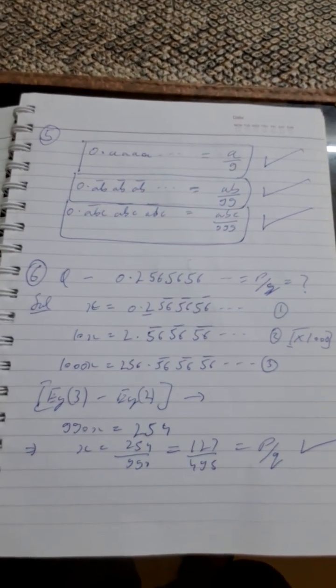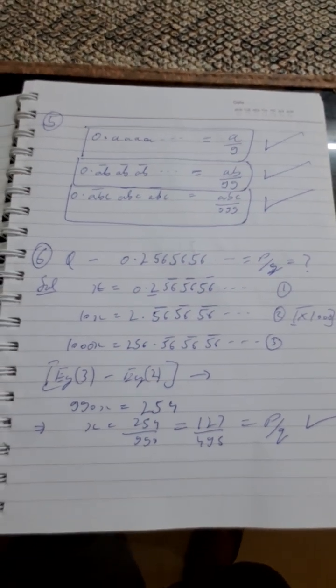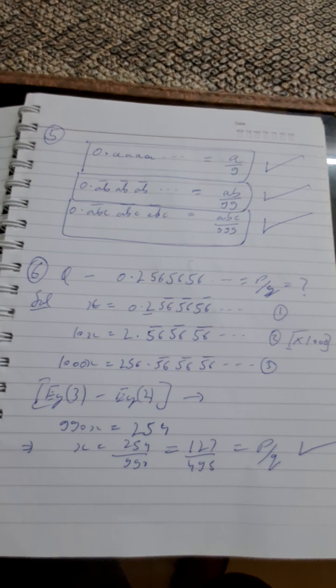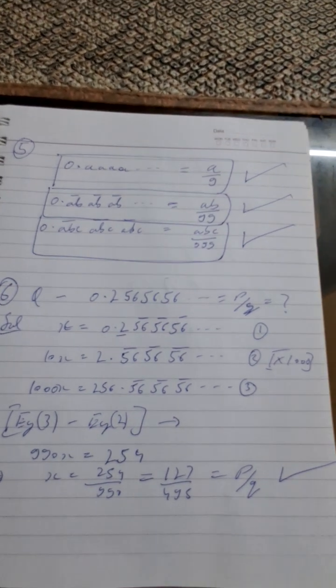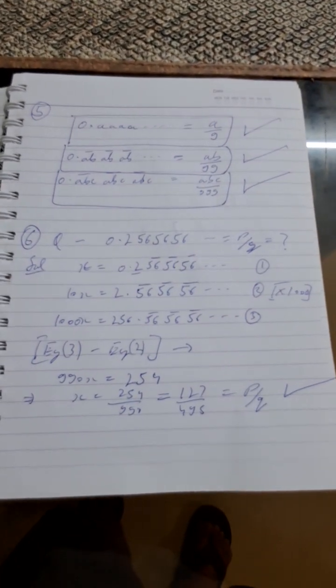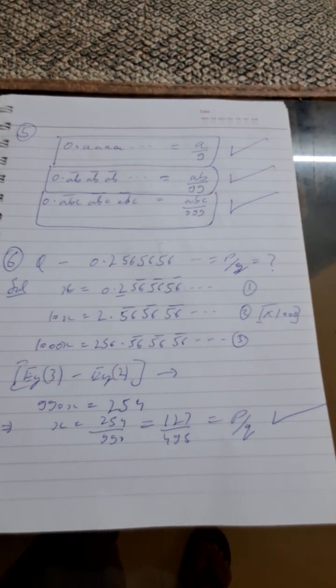What we have to do next is very simple and intuitive. You subtract equation 2 from equation 3. So 1000x minus 10x would give you 990x, and on the right side the decimal portion would be subtracted completely, and what will be left is 256 minus 2, which is 254. From there on it's extremely simple. We move 990 to the right hand side, and we get P by Q as 126 by 495. So friends, it's very clear that what we have to isolate is the repeating digits, and we get them into a form where after the decimal point we can cancel them easily.